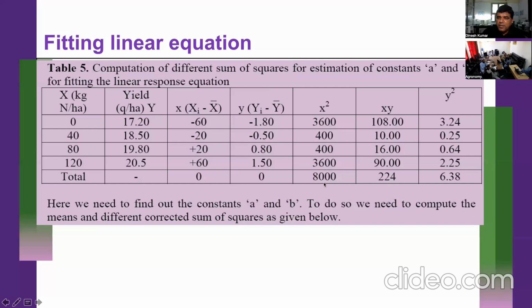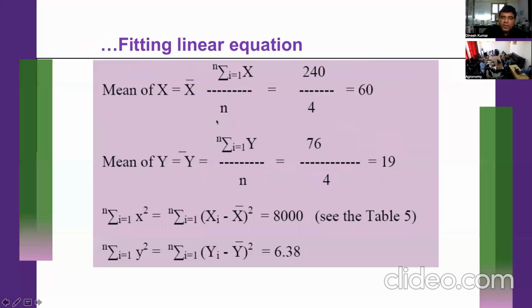So this total will be summation x square, 8,000 will be summation x square. This 224 will be summation xy. This y square will be summation y square. So you can see these values have been calculated: x bar, y bar, and x square, and the total is 8,000, and y square is the total sum of square, it is 6.3.